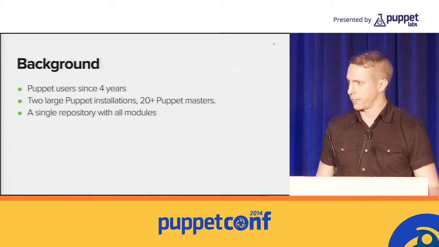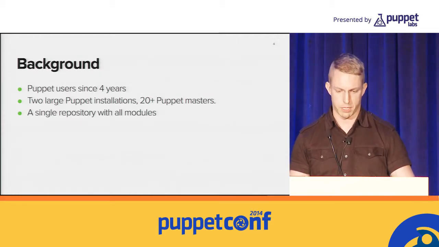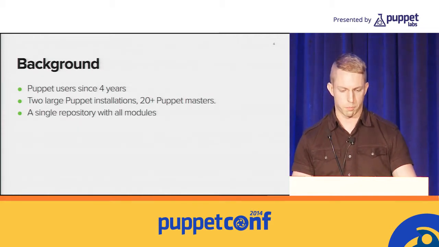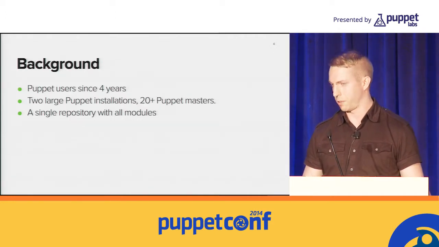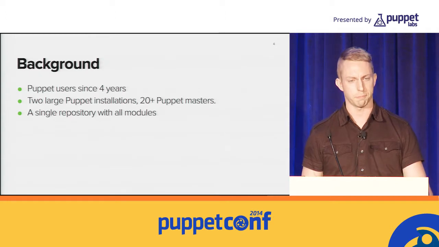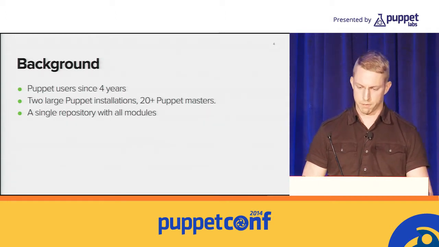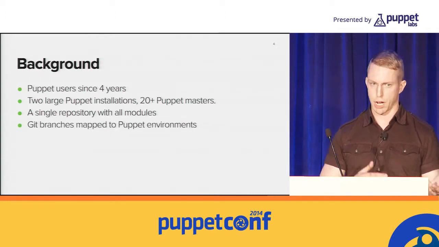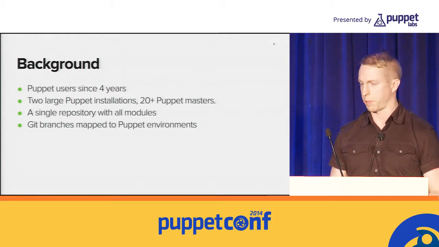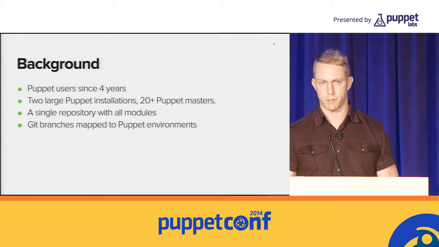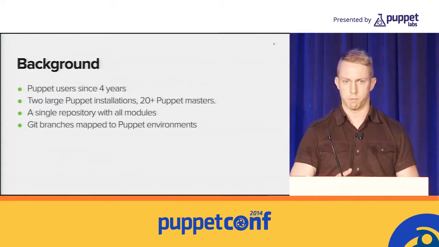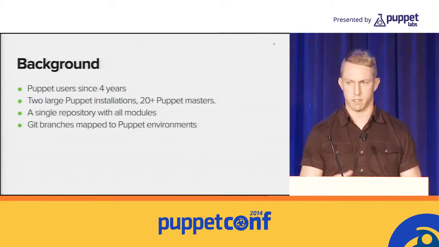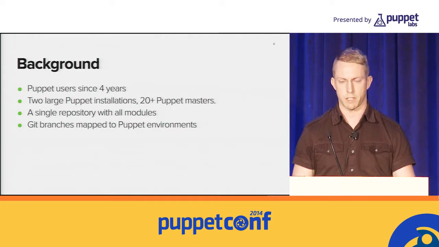So far, we've had a single repository with all modules inside that repository and all the Hiera data and so on. And then we have branches in that repo mapped to Puppet environments. So when you're running Puppet on a node, you can specify what Git branch you want to run it against, and it will run against that.